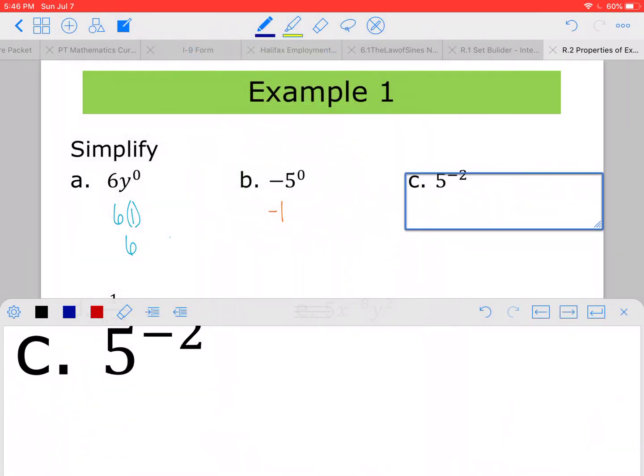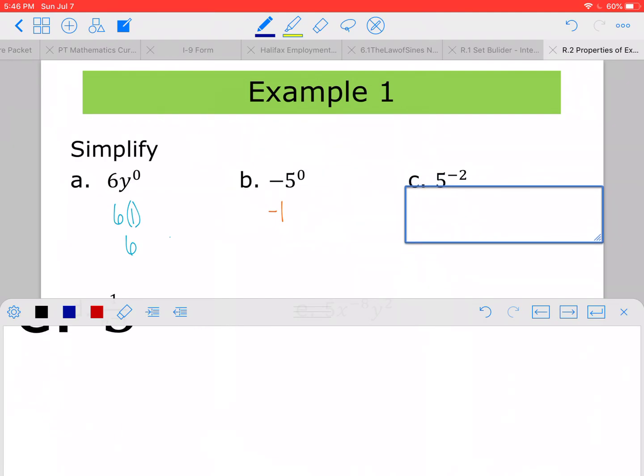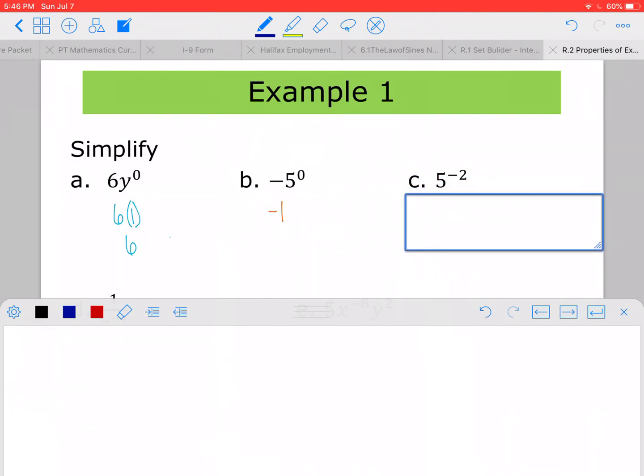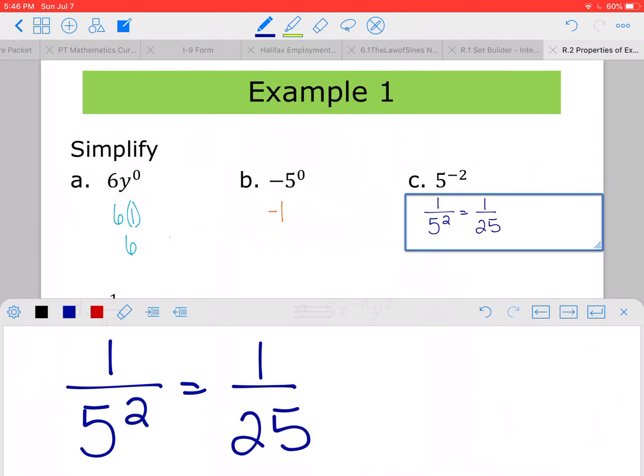Here we have 5 to the negative 2. Well, a negative takes it to the bottom, so 1 over 5 squared, and 5 squared is 25.